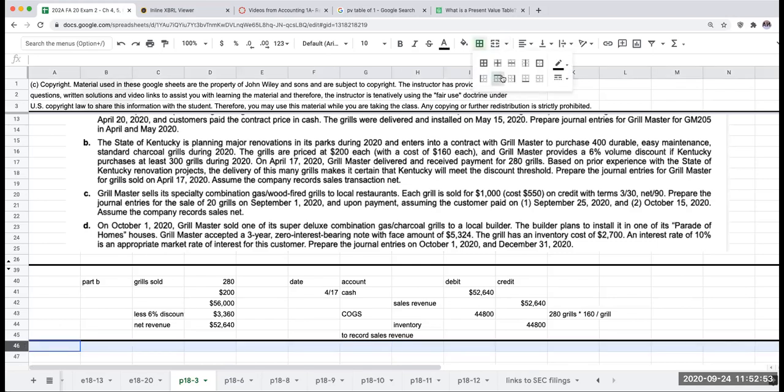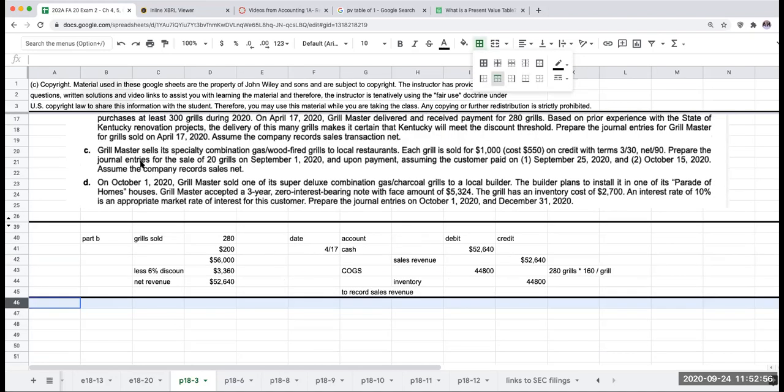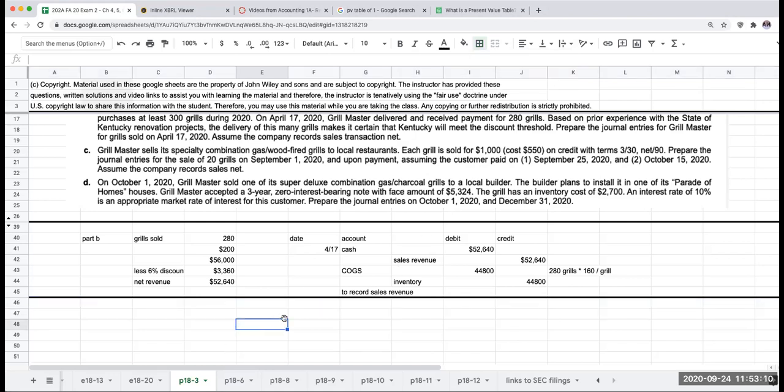Okay, so now let's go to our next one, which is transaction C. Grill Master sells its specialty combination gas wood-fired grills to local restaurants. Each grill is sold for $1,000 at a cost of $550 with terms of 3/30 net 90. What does that mean? If I pay within 30 days, I receive a discount of 3%. The full amount is due in 90 days. Prepare the journal entries for the sale of 20 grills on September 1st. And upon payment, assume the customer paid on September 25th and the other is October 15th. Assume the company records sales net.